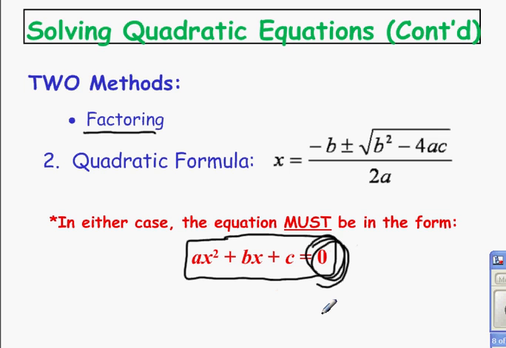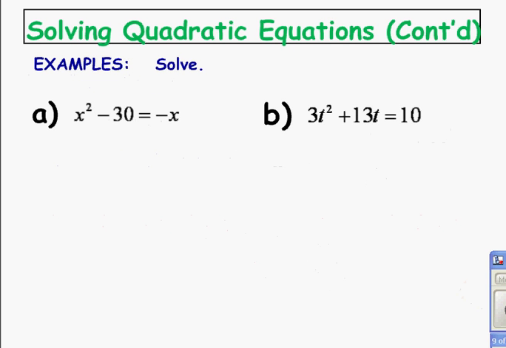We're going to do an example using factoring and the quadratic formula to solve for x. Okay, so here's our two examples. In the first example, we have to move negative x back to the left side here, so it looks like it's in standard form. So I have x squared plus x, because I'm adding x to both sides, and minus 30.